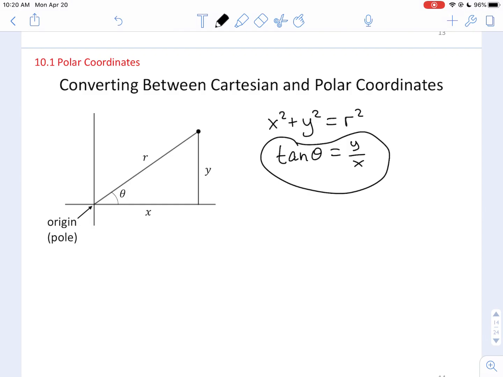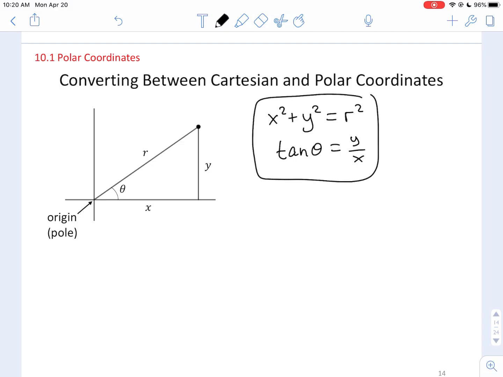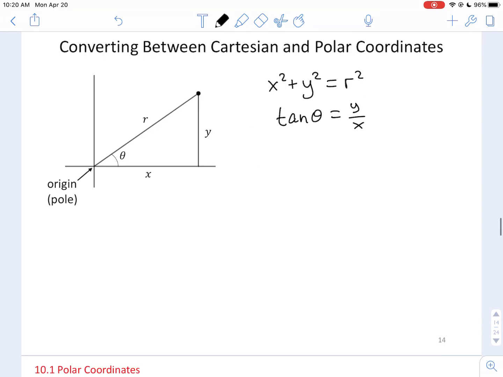But arctangent has a range that only spans from negative 90 degrees, rotating this way, to positive 90 degrees. So when you're solving for theta using an arctangent, you may have to adjust your answer to make sure you're at an angle in the correct quadrant. Regardless, if I know x and y, these will be useful relationships to help me find what r and theta are. What about the other way around?